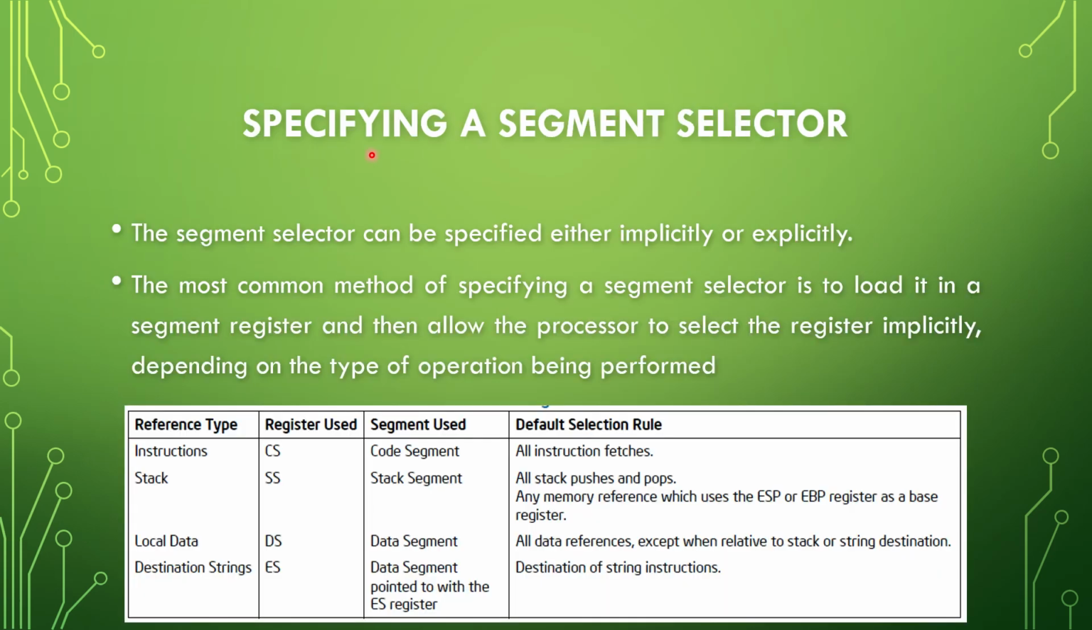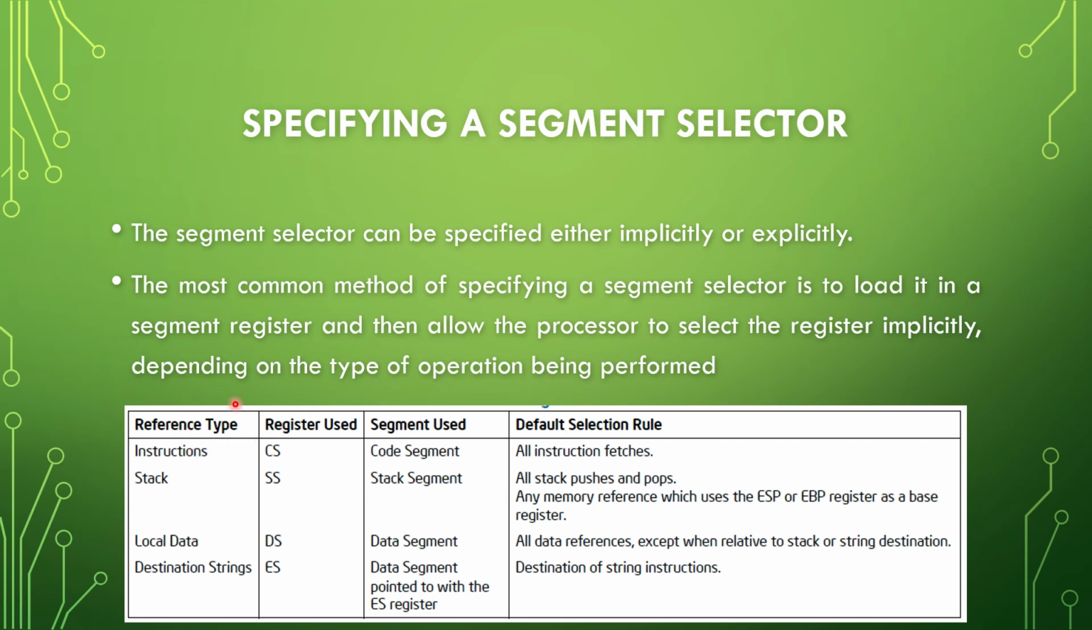Now, specifying a segment selector. The segment selector can be specified either implicitly or explicitly. The most common method of specifying a segment selector is to load it in a segment register and then allow the processor to select the register implicitly, depending on the type of operation being performed.